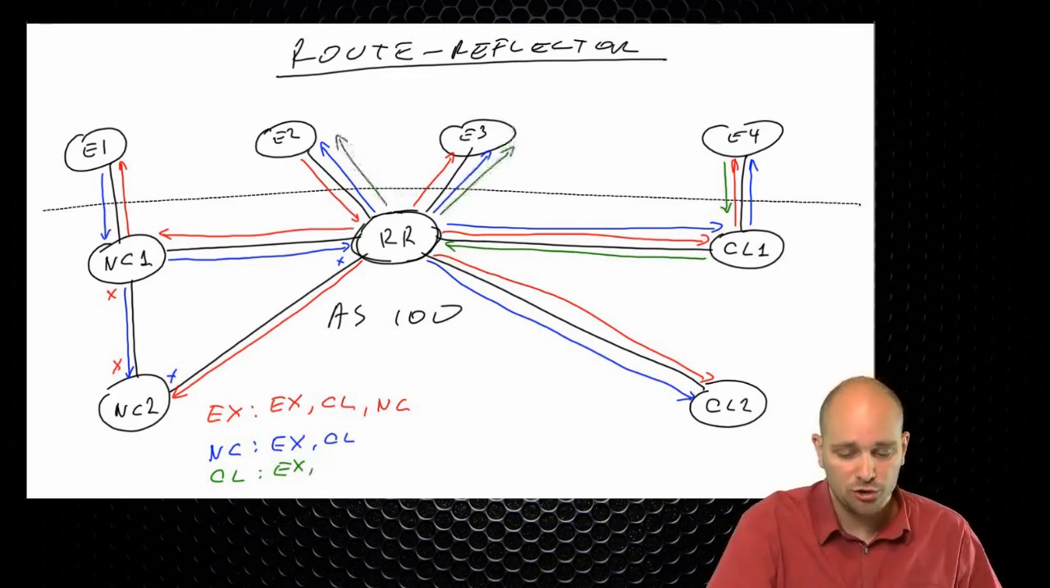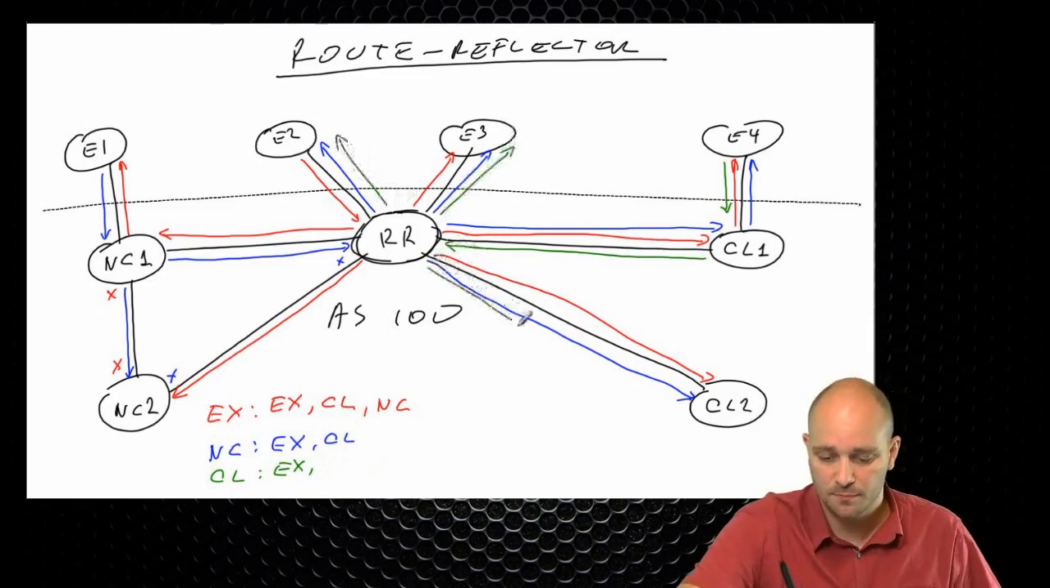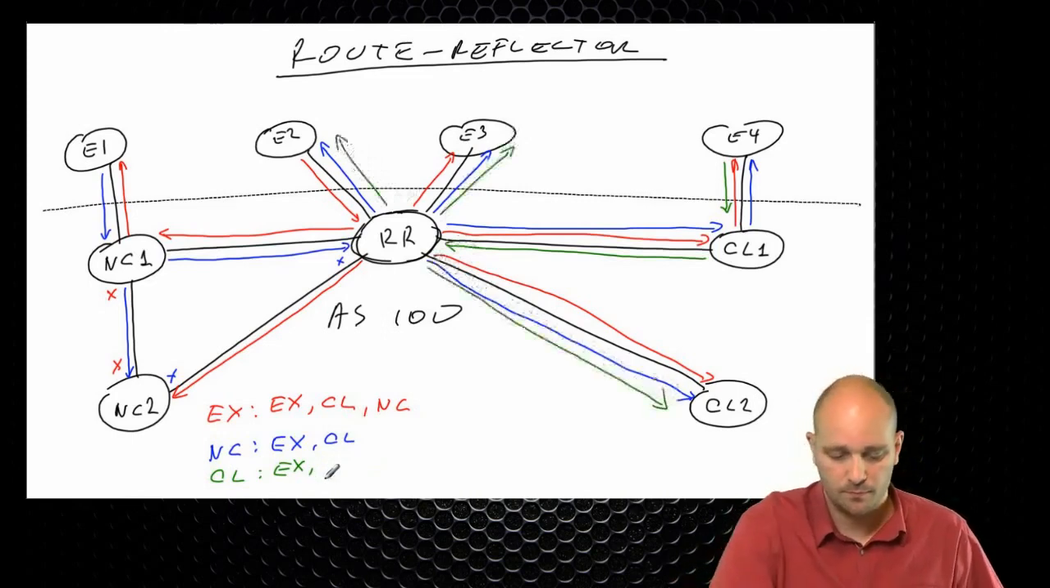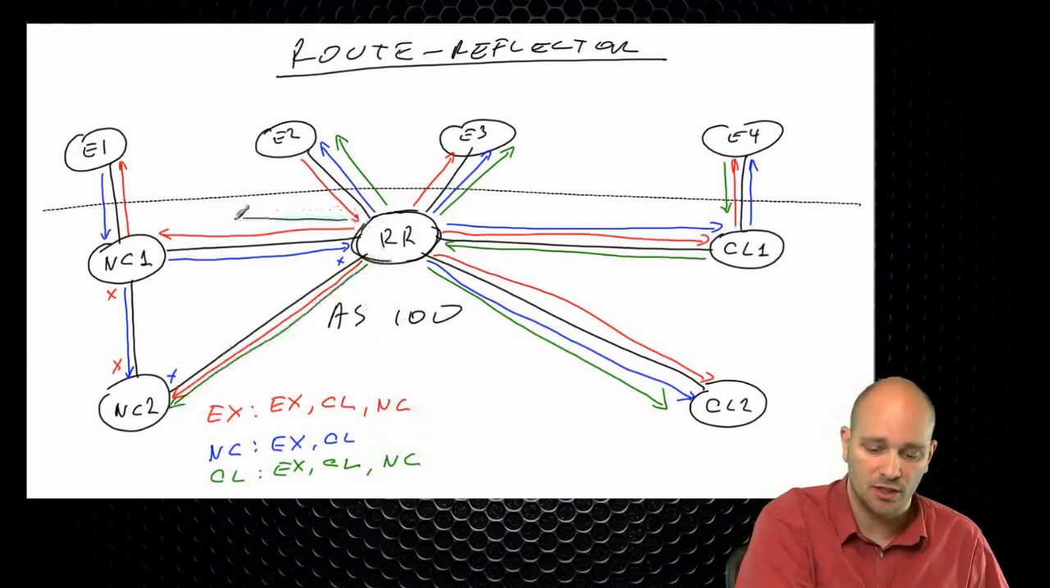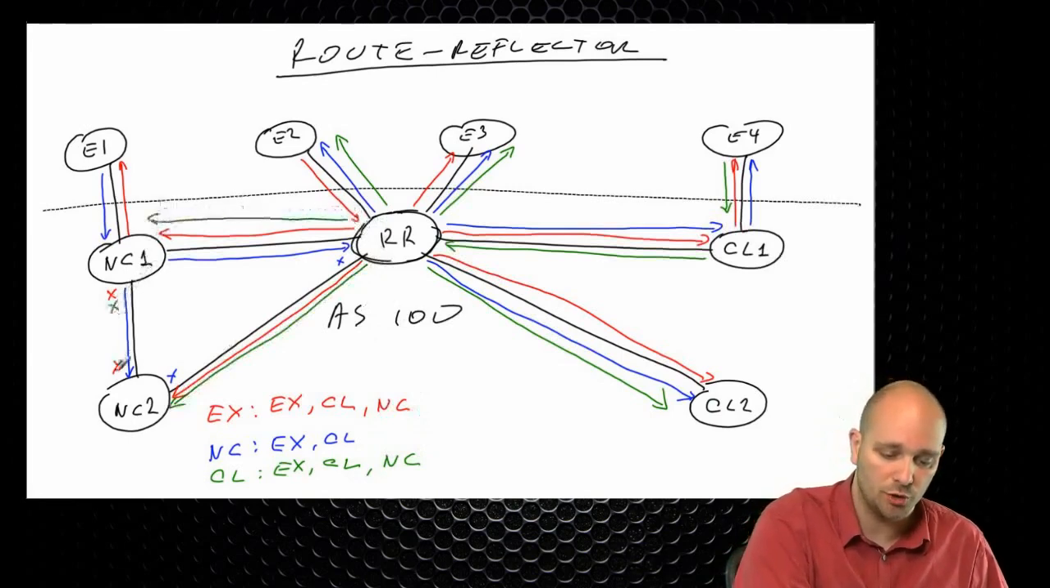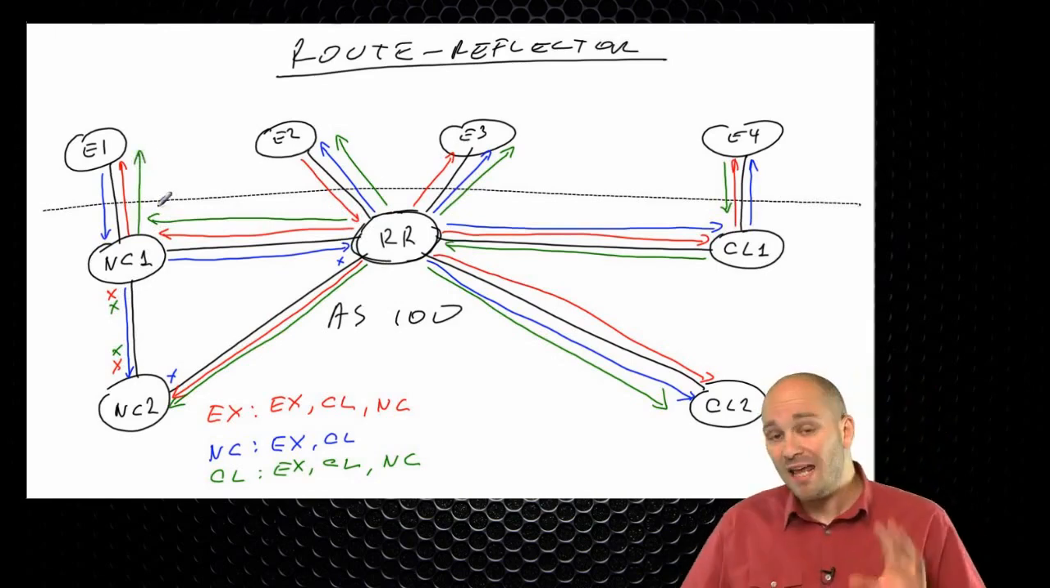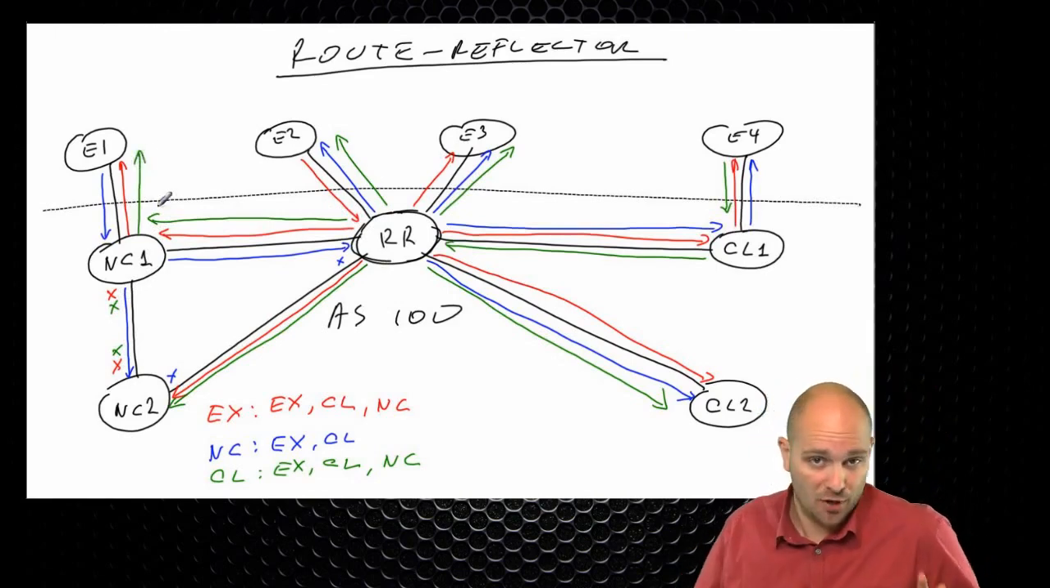This route will also be advertised to other clients, and will also be advertised to non-clients. So this goes out here, and this goes out here. These two are not going to be advertising this route to each other, and this goes out here. So these are the basic rules of route reflection.